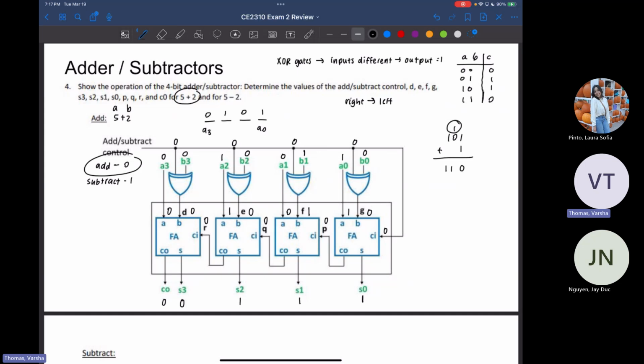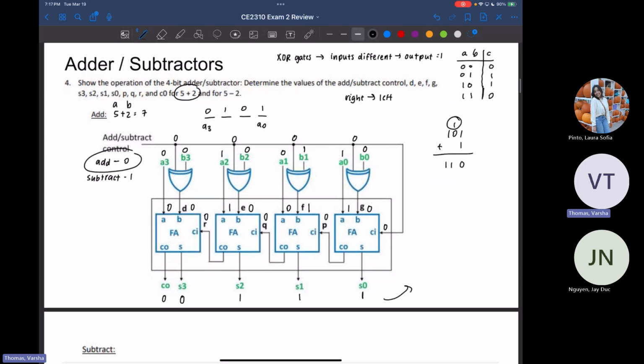So then just to check our work, whenever we do 5 plus 2, we should be getting 7. So the decimal equivalent of this binary number should be 7. So this answer was 1, 1, 1. And if you convert that to decimal, you should get 7. So that proves that we did this correctly.